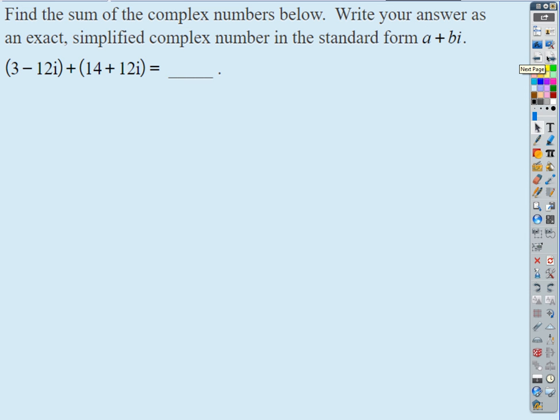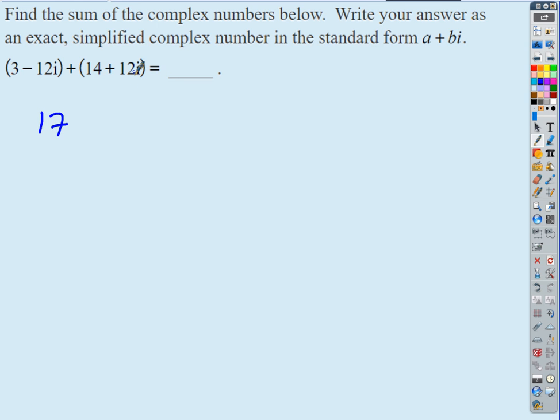That is good. So if we're adding up complex numbers, very, very simple. What's the answer? We're combining like terms. We treat the i's like variables, right? So I'm going to get 3 plus 14, and then I get negative 12i plus 12i, so the answer is just 17. Everybody see that?